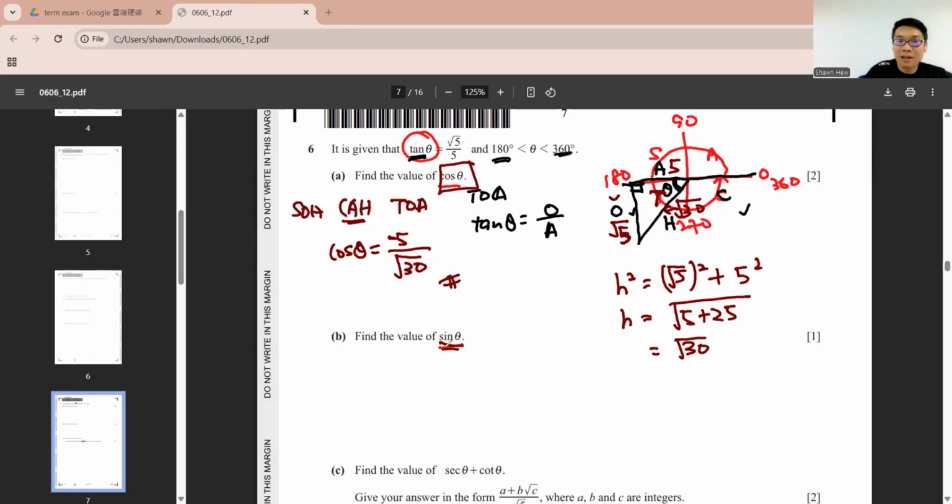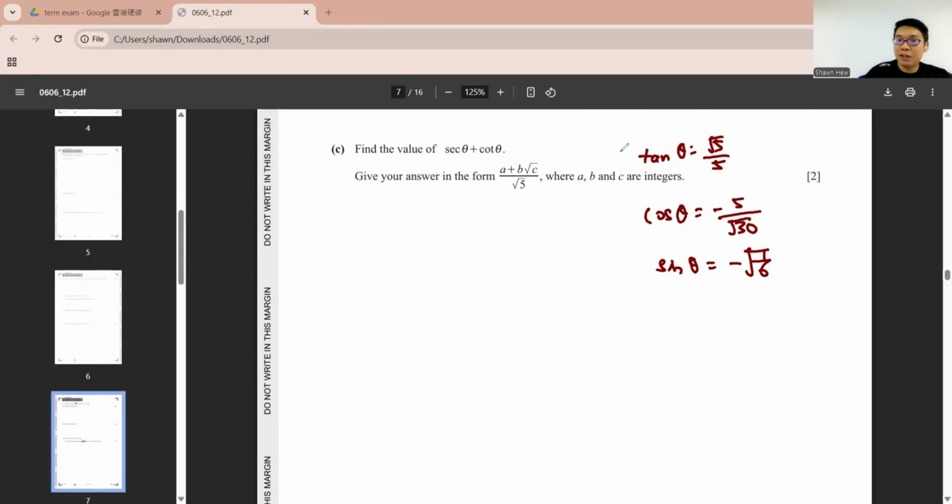Next, sine. Sine theta equals opposite over hypotenuse. And sine in this region is also negative. If you're familiar with surds, since up and down both have surds, you can combine them and simplify it to root 10 over 6. After we have these three pieces of information, they say find the value of secant theta plus cotangent.